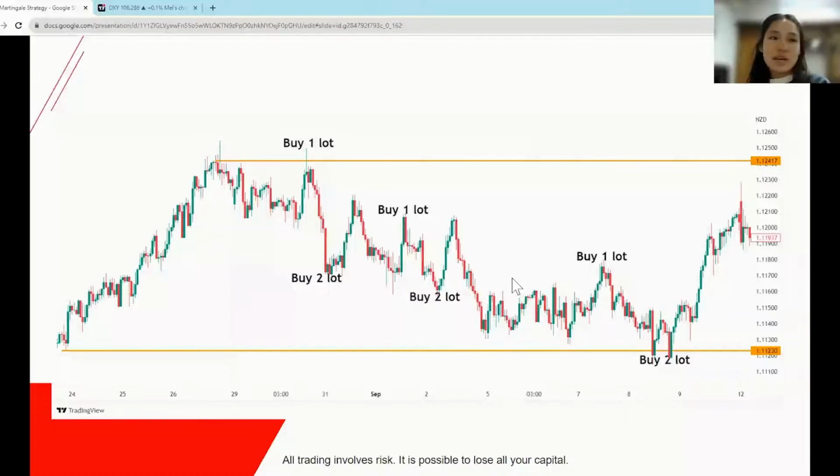So it's the same kind of concept. Lastly, price increases, I buy one lot, it drops, and I buy two lots. And you can see it really moves upwards. So I really am earning back my losses as well as a little bit of profit. But of course, you wouldn't know whether price is going to continue to go up or it's going to reverse, which is why it's entirely based on luck and bets.